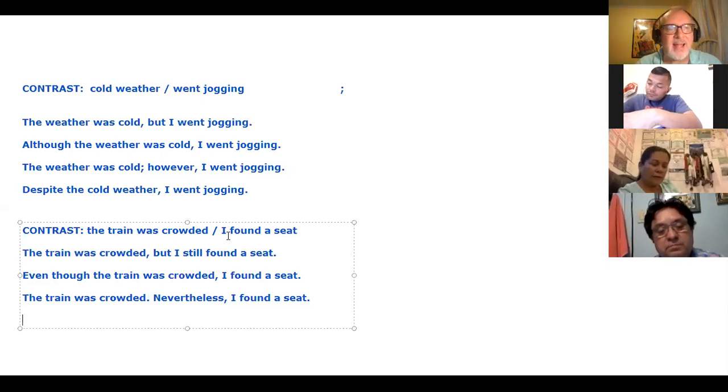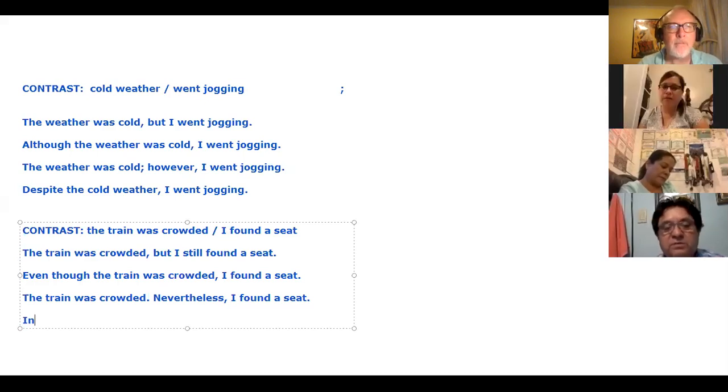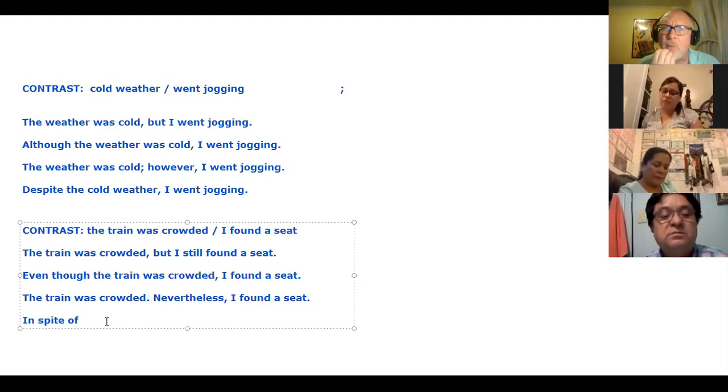Okay. And the next one, let's see. How about in spite of? In spite of the train was crowded. Now, remember, we need to change something here. We can't have "was" because that's a verb. We don't want to use a verb. We want to use a noun, right? In spite of the train.